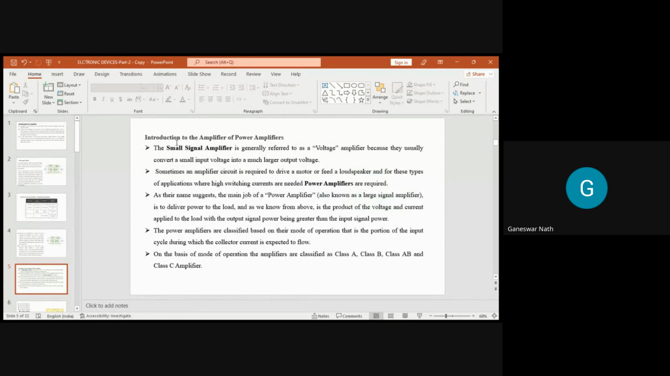So these three slides were about a simple common amplifier, but now we can go on to discuss the power amplifier. The small signal amplifier is generally referred to as a voltage amplifier because it usually converts a small input voltage into a much larger output voltage. Sometimes an amplifier circuit is required to drive a motor or feed a loudspeaker. For this type of amplification, where high switching currents are needed, the amplifier is called a power amplifier. That means it consumes more power compared to the general amplifier here.